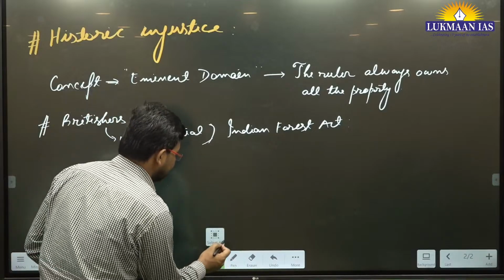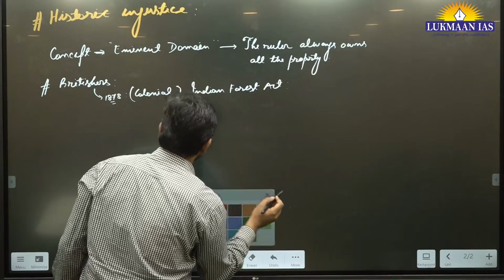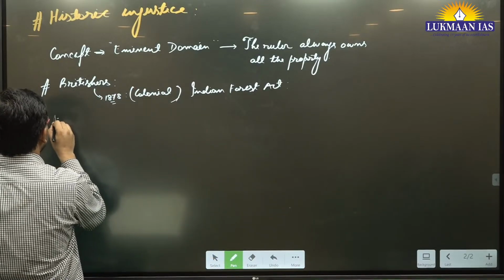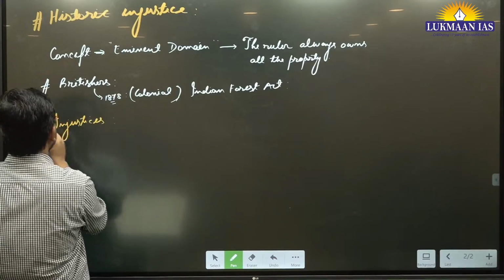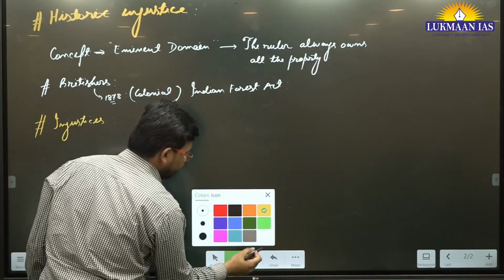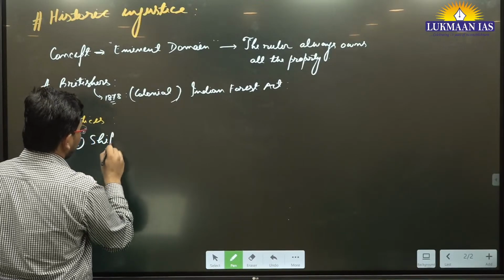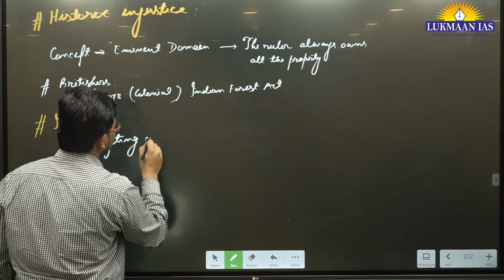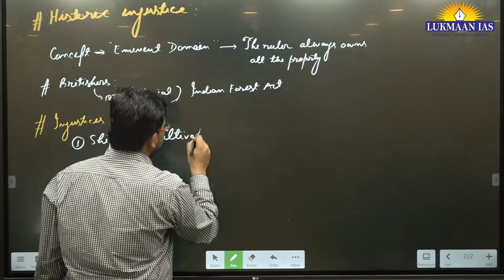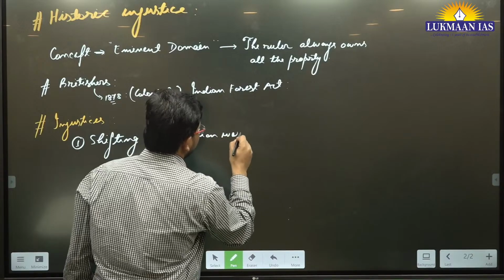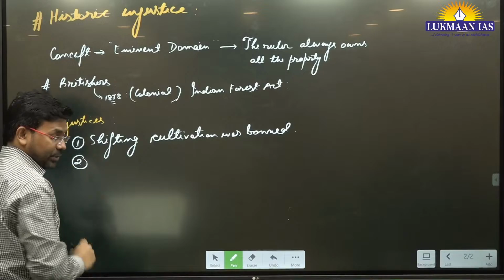So what were the injustices? We are going to quickly understand these injustices one by one. The list of injustices that are associated with the recognition of the Forest Rights Act. Number 1, shifting cultivation was banned. This is a very important phenomenon that happened.